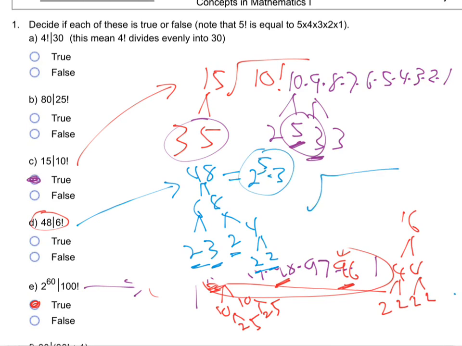Does that go into 6 factorial? 6, 5, 4, 3, 2, 1. Are there 5 2s over there? Isn't it 4 2s? Oh, did I mess up? Oh, you're right. 4 2s.